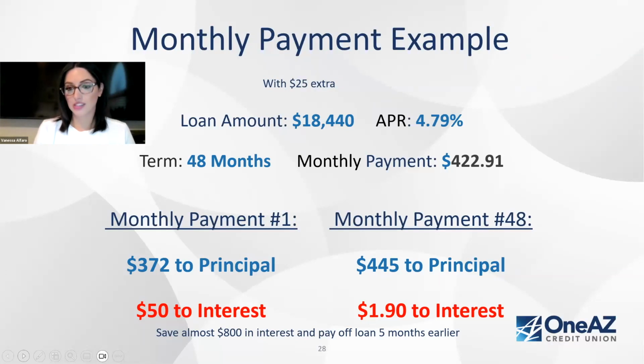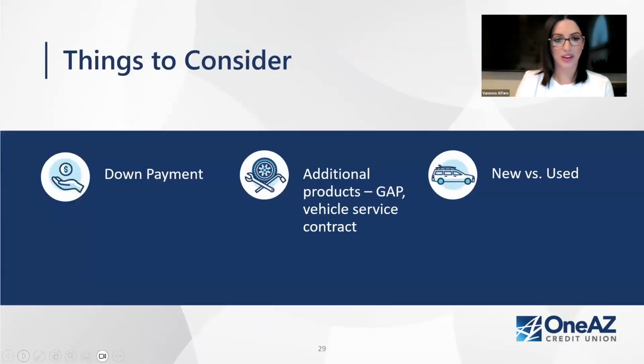And on your last final monthly payment, $445 is going towards your principal and only $1.90 is going towards your interest. You save almost $800 paying that additional $25 a month, and you're set to pay off that loan 5 months earlier. So just by paying an extra $25 a month towards principal, you're saving yourself almost $800, and you're getting rid of that loan 5 months earlier than you anticipated. So if you can pay a little extra towards your principal on those auto loans, that's smart lending, smart borrowing.